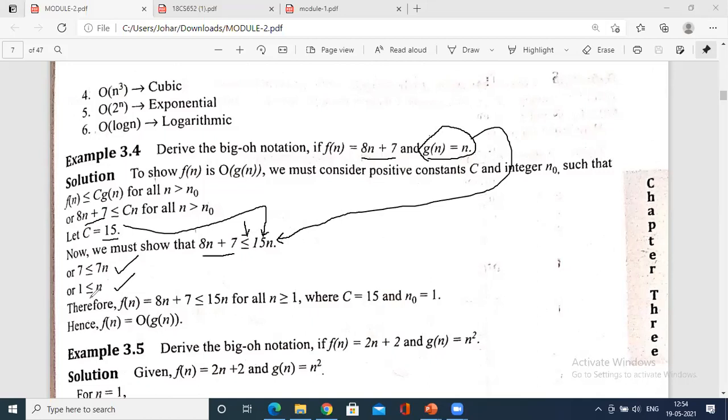N is greater than or equal to 1, no? So with that point of view, given f of n 8n plus 7 less than 15n for all n greater than 1. This you have to write with respect to C equals to 15, n naught equals to 1. Hence the derivation f of n equals to big O of g of n. Hopefully you understood this problem.